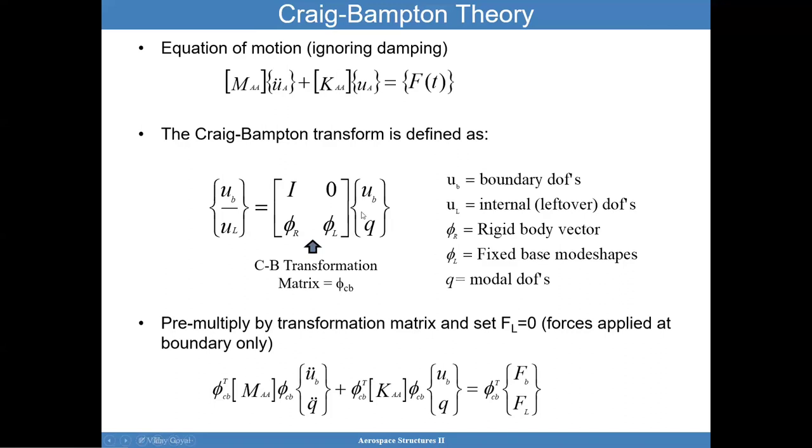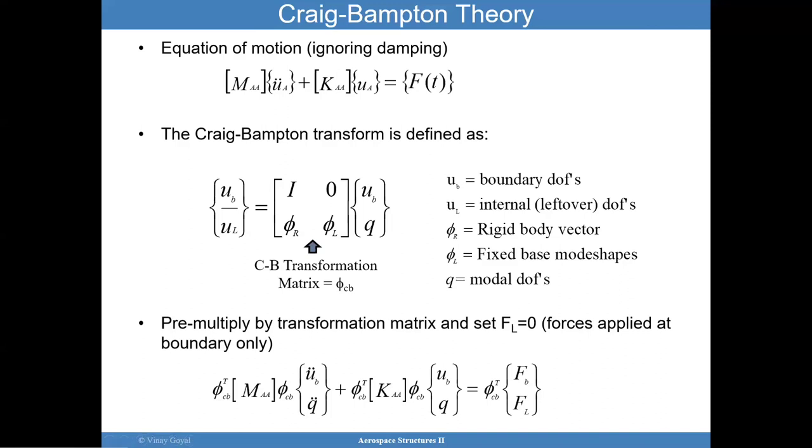Then what I'll do, I'll pre-multiply by phi CB like I've done before with the idea of hopefully getting some diagonalization. And so that's what I've done here. And now I have written the equations of motion in the mode space, right? So that was the idea there. And perhaps I lost you at this point, that's okay.